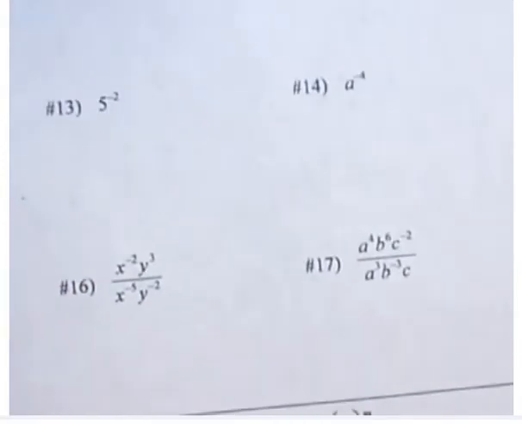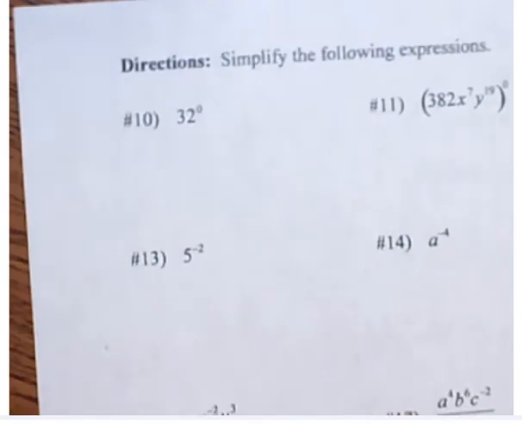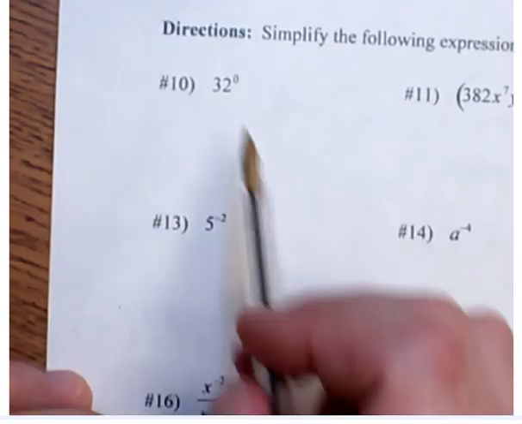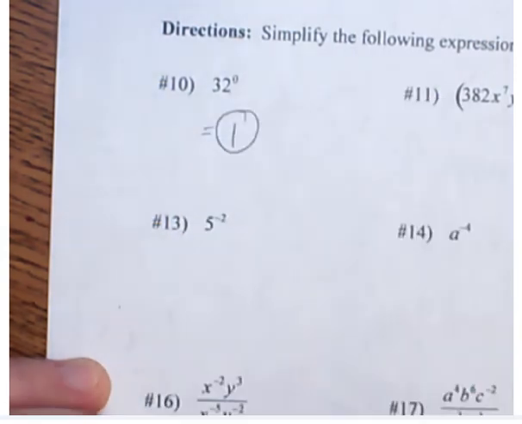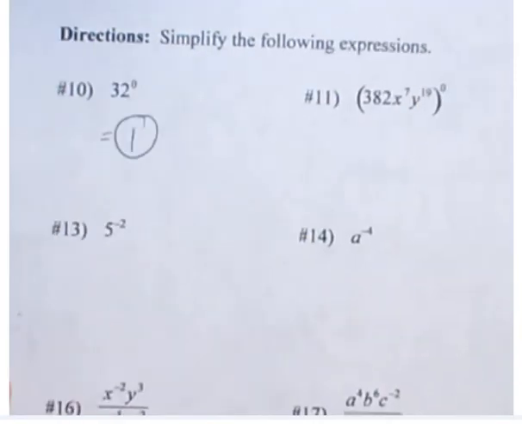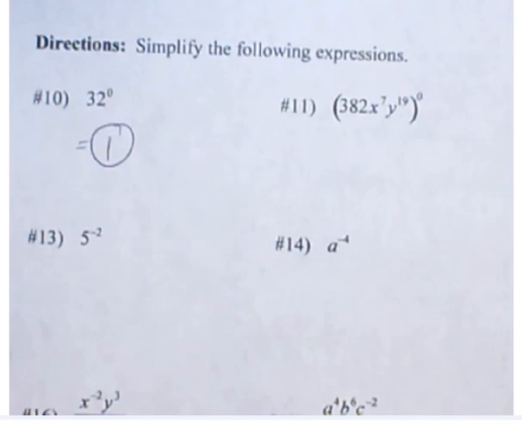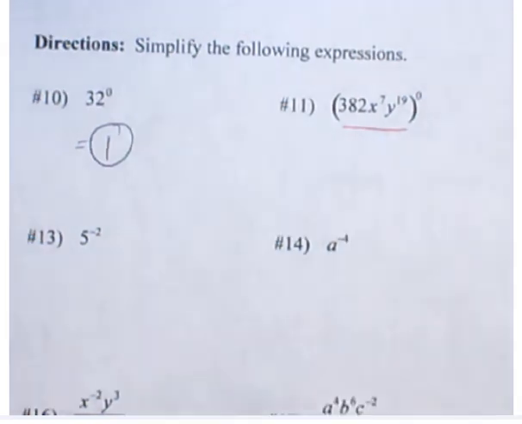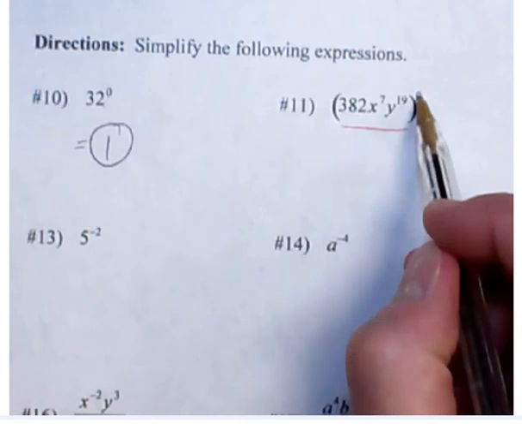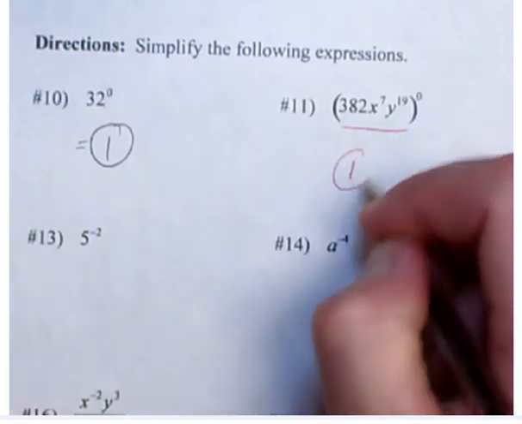Now a lot of these are going to be very quick. Number 10, 32 raised to the 0. Anything raised to the 0 is just 1. Your answer is 1. Number 11, you're taking this whole thing in parentheses raised to the 0. So it's equal to 1.